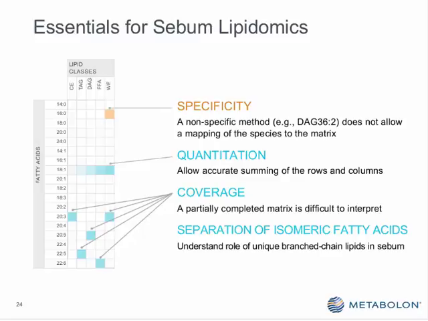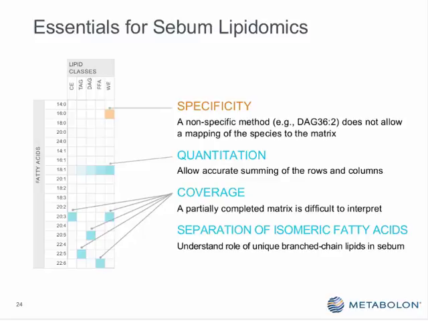And when I say that, I mean it has to be specific down to the level of the individual fatty acids that comprise that species. Having some total, i.e. DAG 36.2, isn't really as useful as being able to say this DAG has two 18.1 fatty acids, or an 18.0 and an 18.2, or some other combination. Because without that level of specificity, you can't map that onto this matrix that we're talking about.